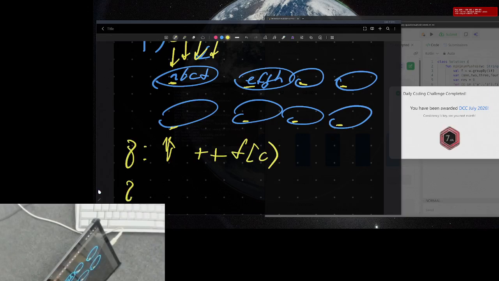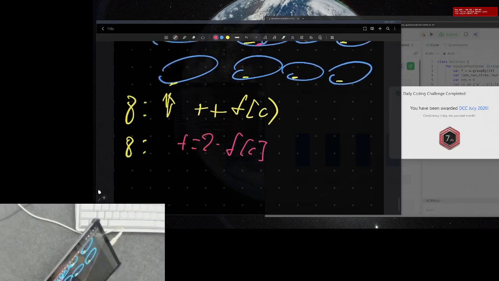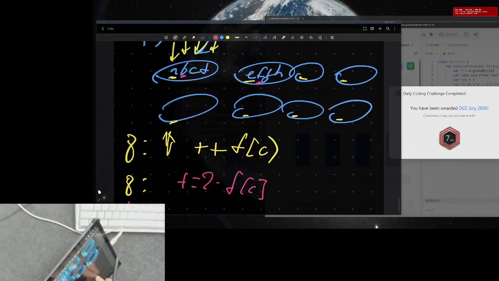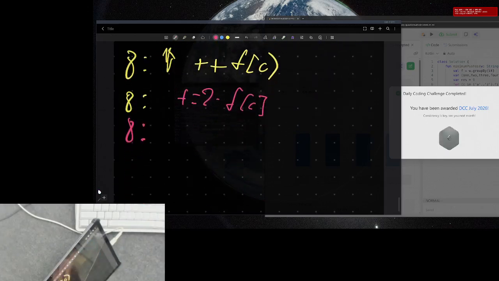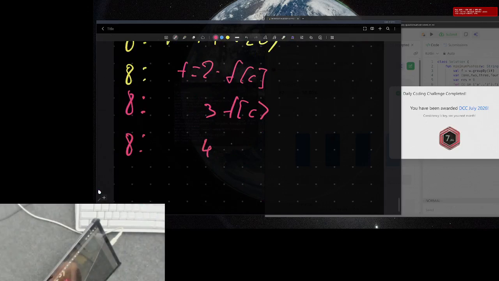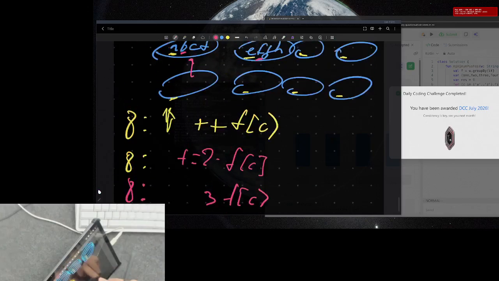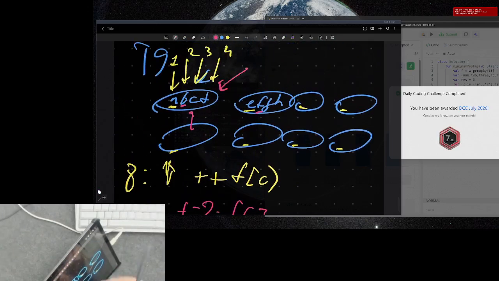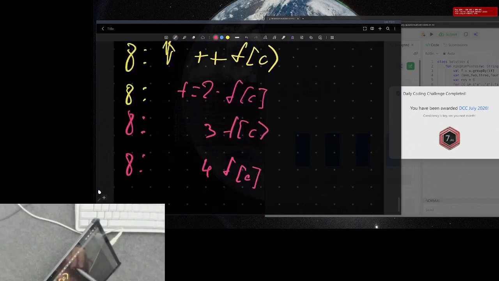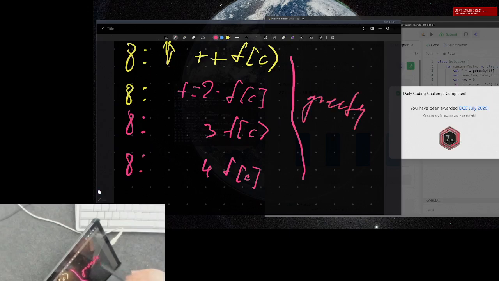The next 8 go to the second row, and we have to multiply the frequency by 2, like plus equals 2 times frequency. The next 8 go to the third column, and we multiply by 3, and the last one is 4. We don't put more than 4 on a single button because this is not optimal. So this problem is kind of greedy, because we know exactly what to do beforehand.